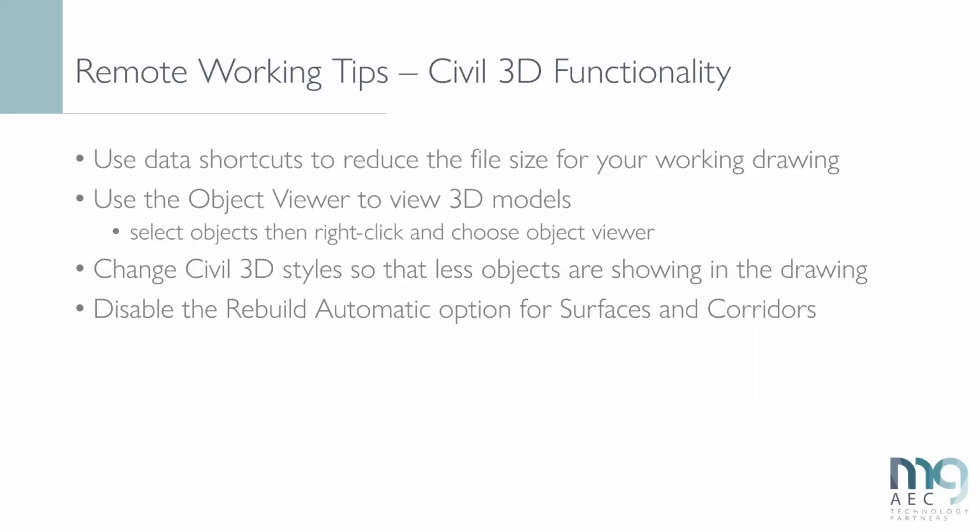And then when dealing with corridors or surfaces, disable that automatic rebuild option and manually rebuild those items. As anyone that has worked with large corridors knows, if you have that corridor set to rebuild automatic and you're making adjustments to your alignment or your profiles, every time you click, that corridor has to crunch and rebuild itself.